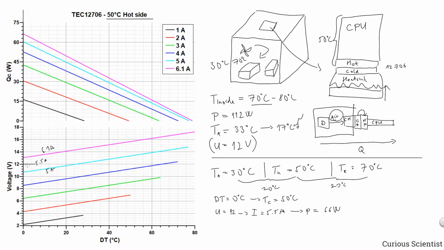Now we know what kind of voltage and current values we have here. We know the DT. So we go up to the other side of the performance chart, which is still DT on the x-axis, but QC, the cooling power, so the heat which can be pumped by the Peltier cooler, on the y-axis.